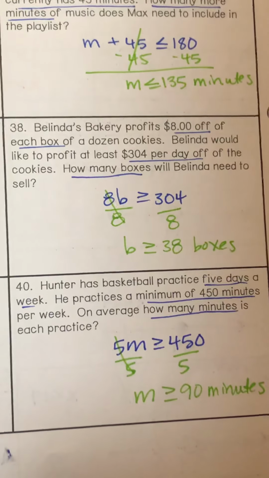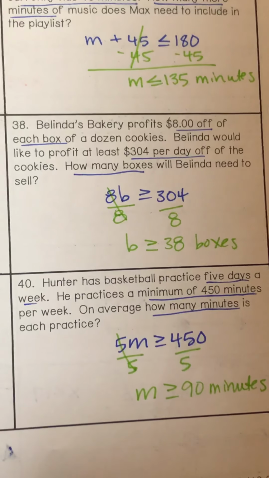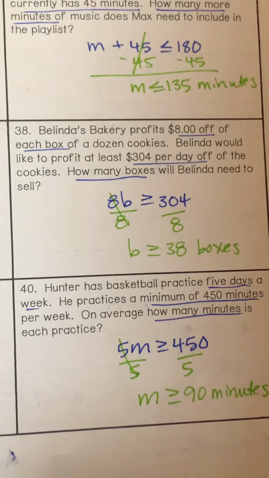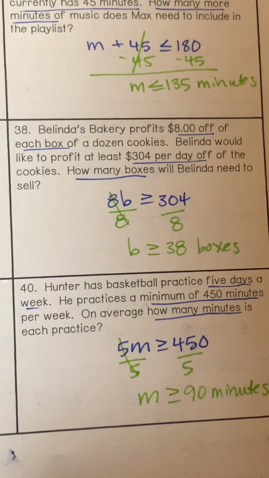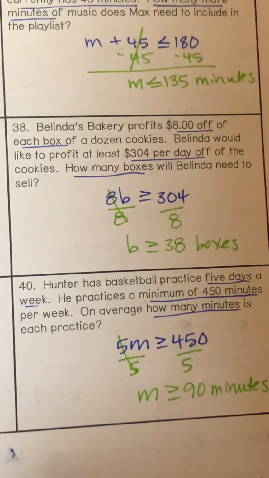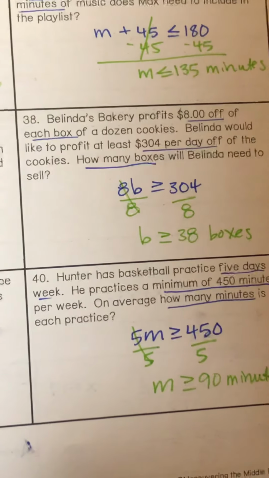So I did 8 times B is greater than or equal to 304. Divide by 8 on both sides. Belinda would need to sell greater than or equal to 38 boxes in order to profit $304 per day.